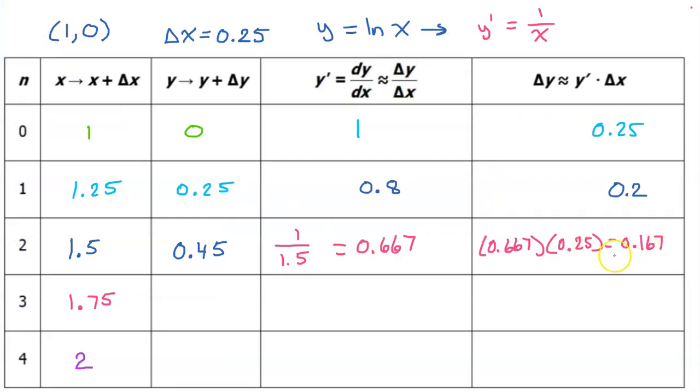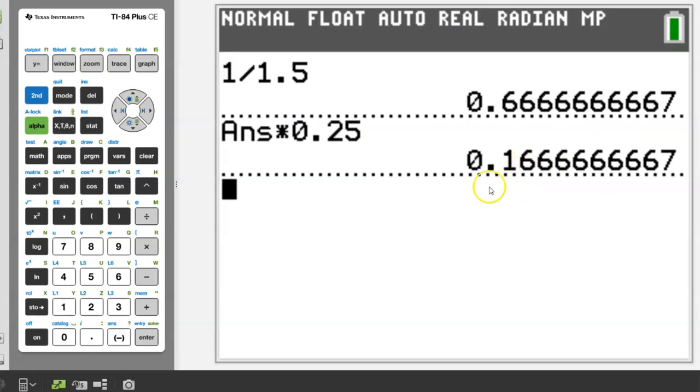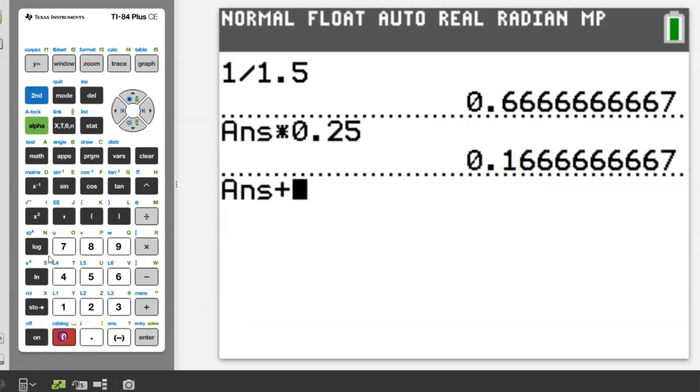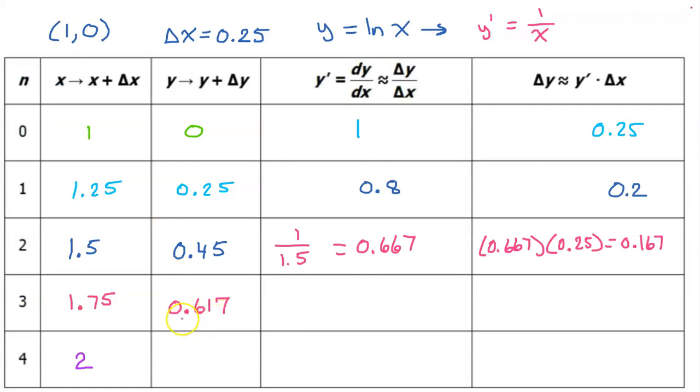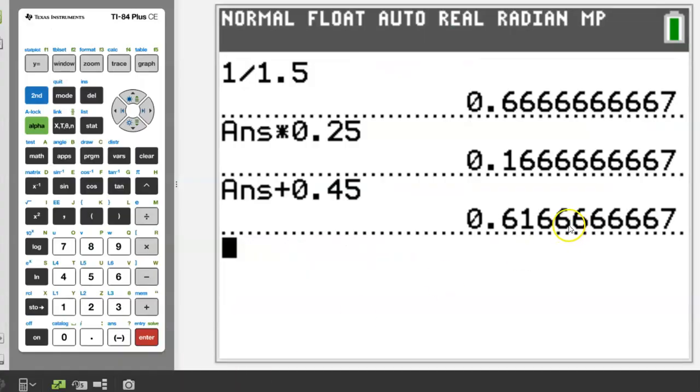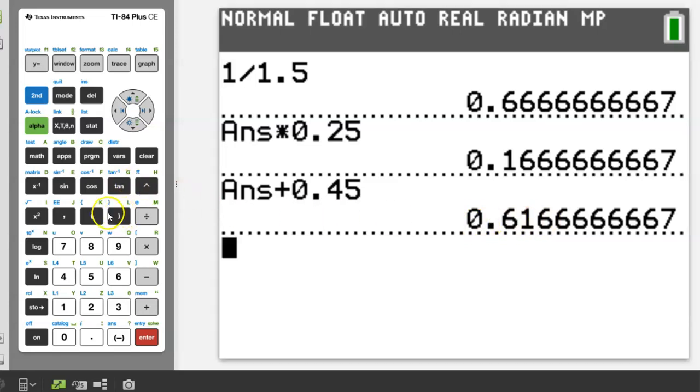This is delta y. To get the next y, we need to add delta y to the previous y. Since delta y is already in the calculator, I'm just going to add the previous y, 0.45. So this is the new y. In my work, I'm going to write 0.617, but I don't want to lose any of these decimals, and I am going to need this value later. So I'm going to store this in a letter on my calculator. So let's hit store, and let's just put it in letter y.